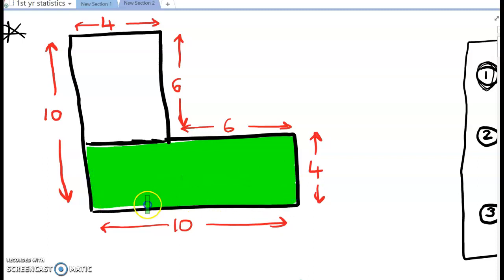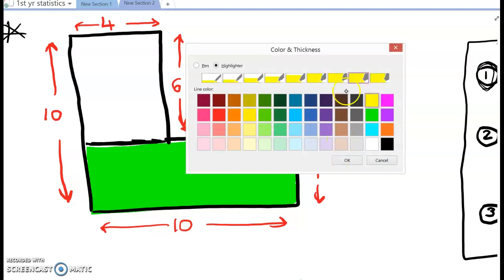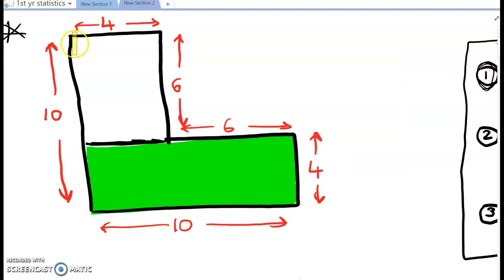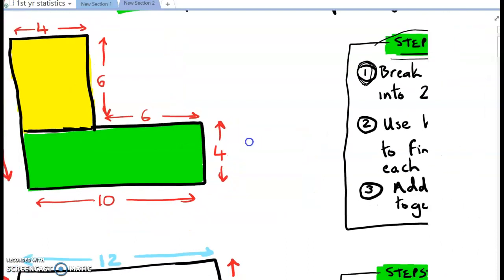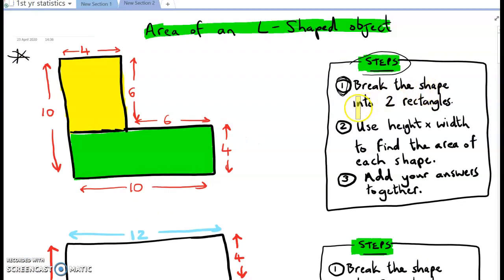So there's the green rectangle, and then I'm going to use a different color, maybe yellow, for the other rectangle. So I'll highlight that one in yellow, and I can visually see the two rectangles now a little bit better when I do that. Okay? Right, that's step one done, where I break the shape into two rectangles. Now, what's step two? I use height by width to find the area of each shape.